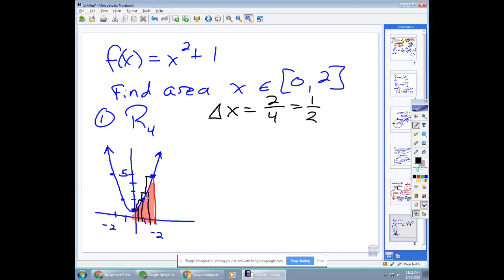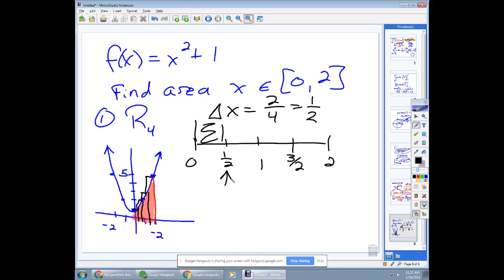Right means you connect it to the right endpoint, just grab the right side of each interval. If I blow up the interval, here's 0 over there, there's 2 over there, 1 is in the middle. I need 2 more, so they would be 1/2 and 3/2. So for this first rectangle, that's the x value I'm going to plug in. The area of the first rectangle would be 1/2 squared plus 1, and then multiply by the width of the interval, which is 1/2. Move on to the next interval.